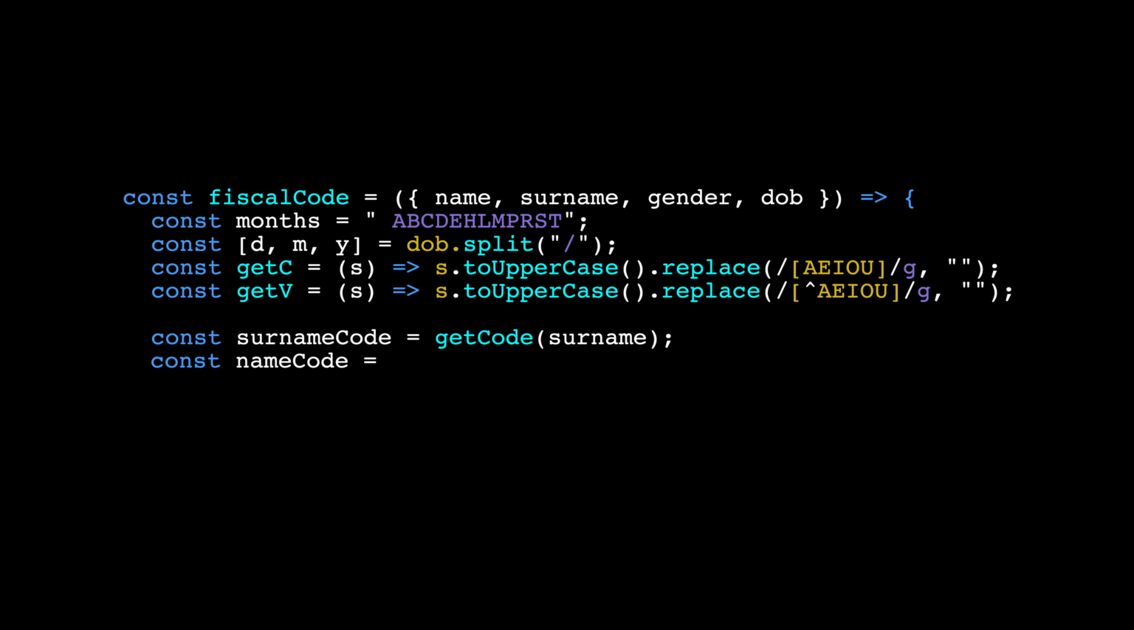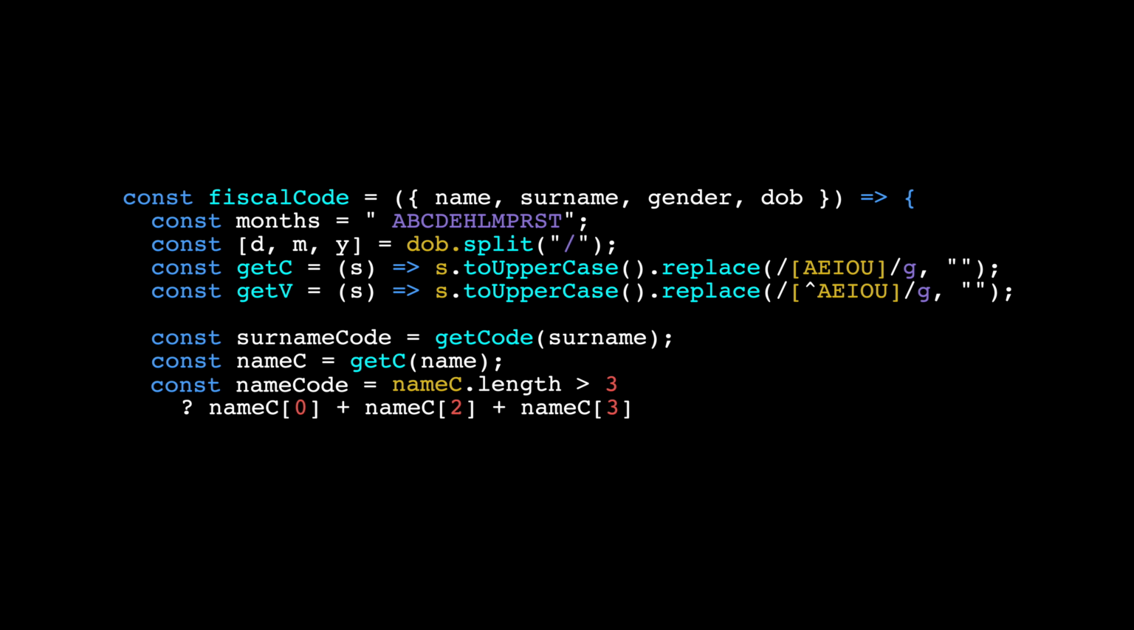Generation of name is identical unless the length of consonants is more than 3 characters. In this case, we need all the consonants of the name. We will call the getC function with the name string as a first argument. If the length of the consonants is more than 3, then we will refer to the first, third, and fourth character of all consonants. Otherwise, getCode will be called with the name string as a first argument.